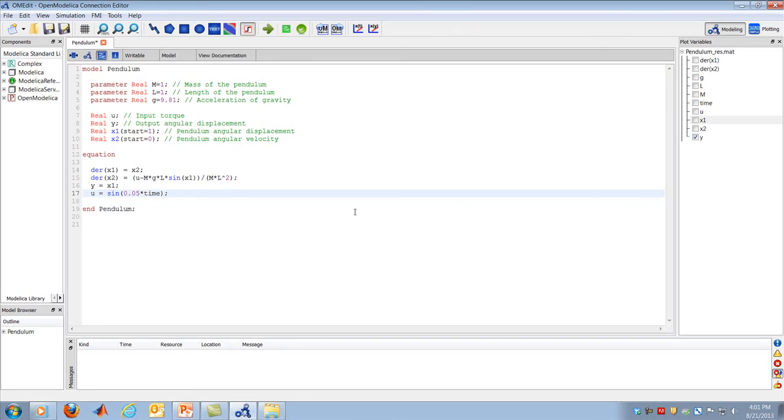So what have we learned from this tutorial? We've learned, number one, how to build very simple models of rotational mechanical systems. The other thing is we've learned how to construct these models in Modelica and simulate them and play with them, basically.